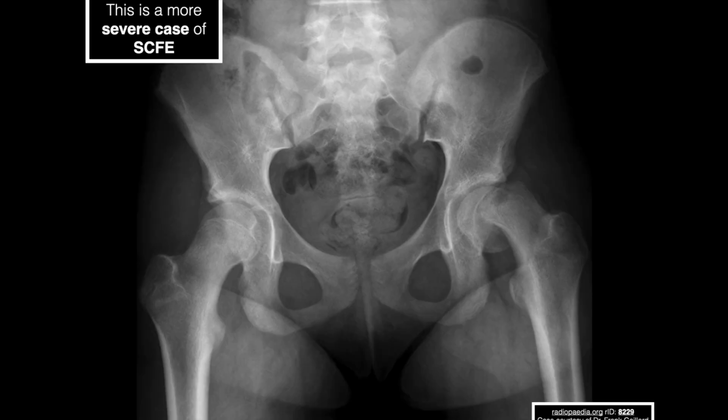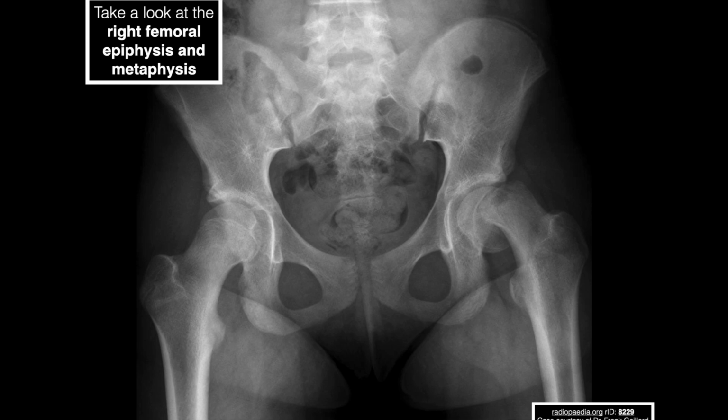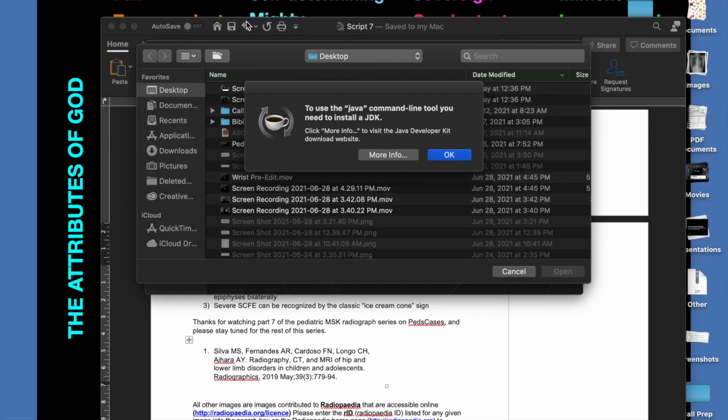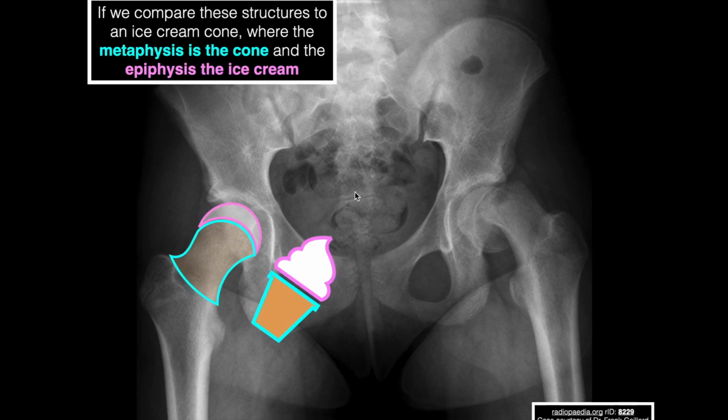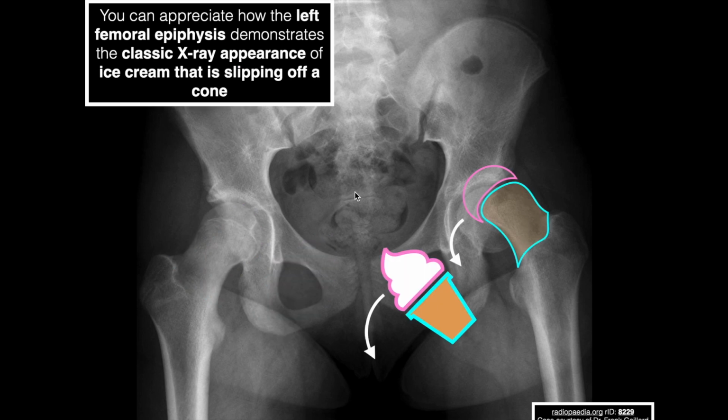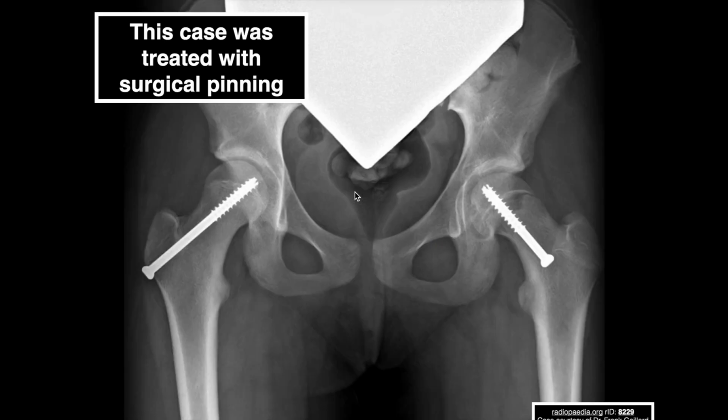This is a more severe case of SCFE. Take a look at the right femoral epiphysis and metaphysis. If we compare these structures to an ice cream cone, where the metaphysis is the cone and the epiphysis is the ice cream, you can appreciate how the left femoral epiphysis demonstrates the classic appearance of ice cream that is slipping off a cone. This case was treated with surgical pinning.